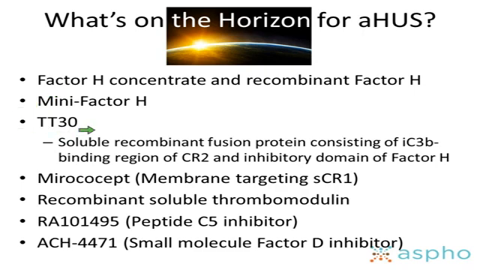TT30 is a second generation complement inhibitory molecule consisting of a complement binding module of the complement regulator CR2 and the inhibitory domain of factor H. There is a membrane-targeted soluble CR1 called Mirococept that is still in development. Recombinant soluble thrombomodulin may have a role, particularly in those patients with thrombomodulin-mediated disease.